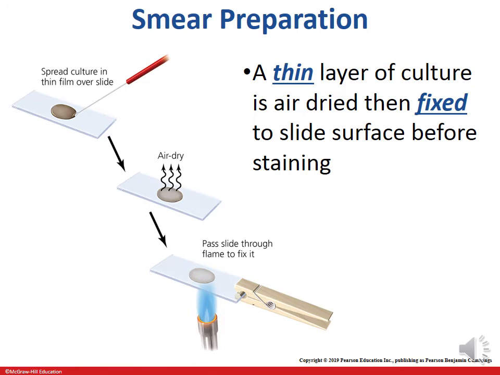Then we're going to have to fix it, because when we go to stain these slides, they're going to go through several series of rinses, and they would just wash right off. So typically we're going to use heat fixing. We're just going to run it right through a Bunsen burner to denature the proteins in the cell membranes, and that allows it to stick to the glass. But you can also do a chemical fixing, but that uses acids to denature those proteins, but that also produces a lot of hazardous waste. So we tend to do heat fixing.